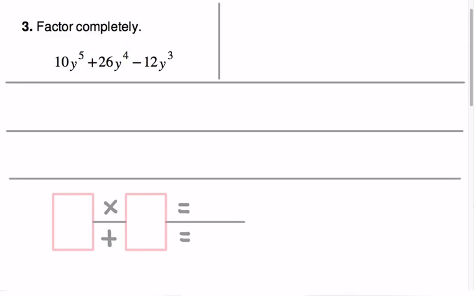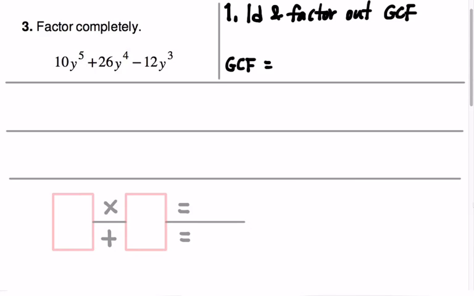GCF. Yeah. As we talked about in the previous module, that is always a good first step. Identify and factor out the GCF. So what is the greatest common factor of this set of three terms, 10y to the fifth, 26y to the fourth, and 12y to the third? The greatest common factor of their coefficients is 2. What about the greatest common factor of the monomial powers of y? What else besides 2 do these three terms share in common? Y3? Yeah, y to the power 3.